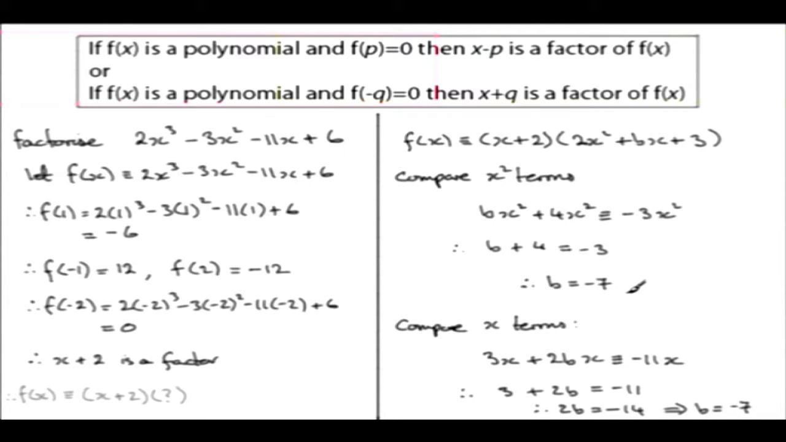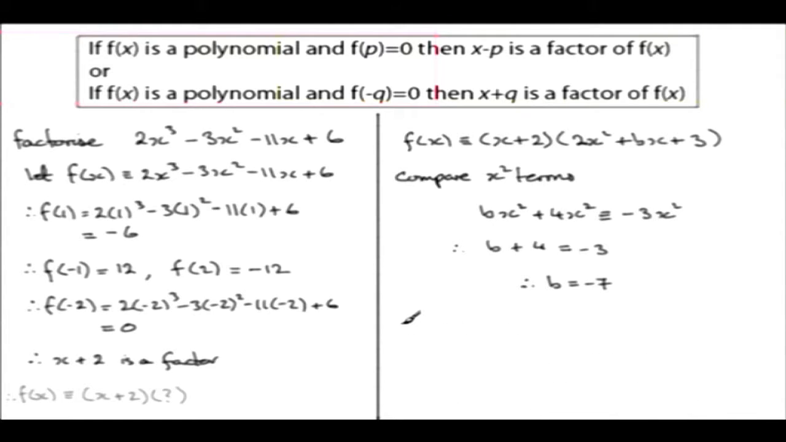Okay, so now that I found out what b is, I could substitute it back into here. Well, I'm clearly running out of room here, so what I'm going to do is remove this and we'll just carry on as I did earlier. So once you've got that b is minus 7, we can just fill it in. So we'll remove this, and so we now have that therefore f of x is identical to x plus 2 multiplied by 2x squared minus the 7x plus 3.